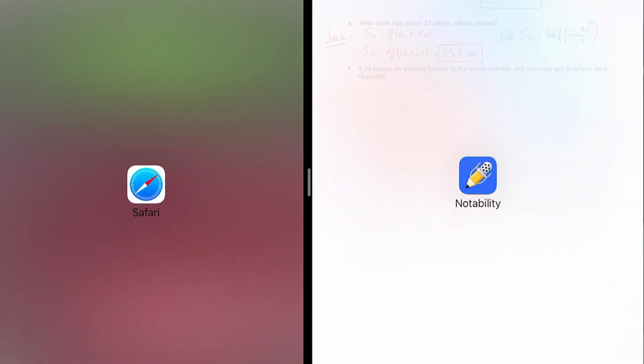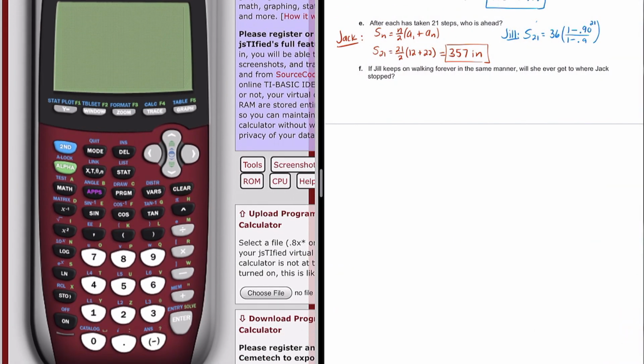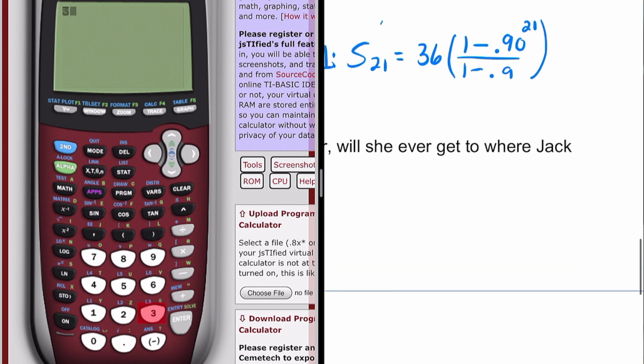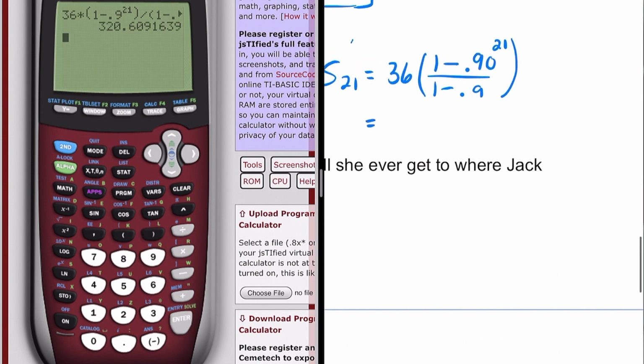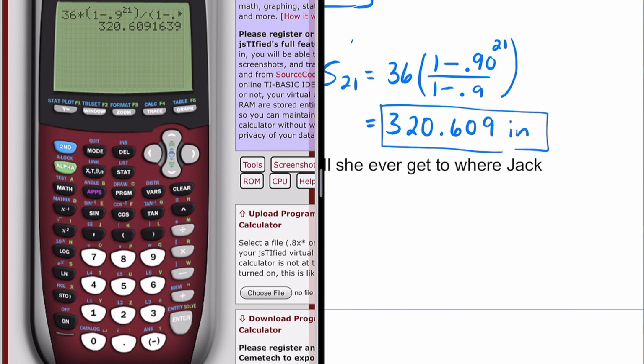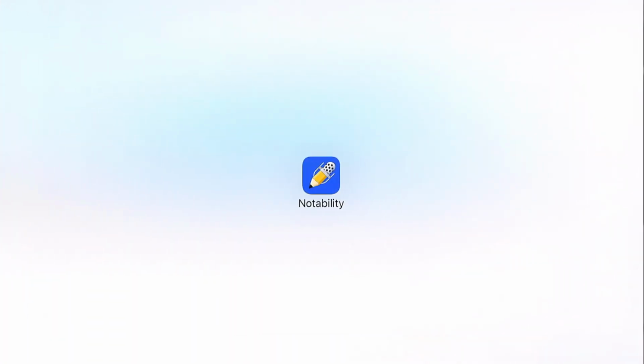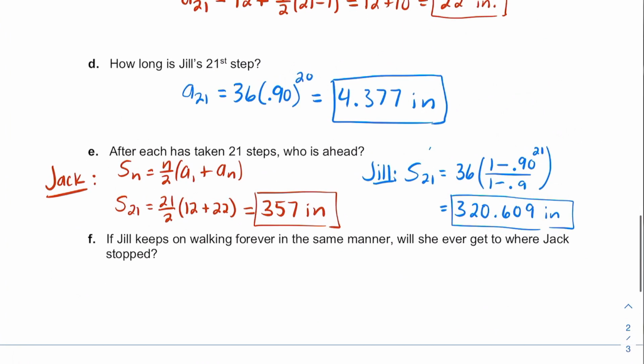So now that makes this 36 times 1 minus 0.9 raised to the 21st power divided by 1 minus 0.9, which makes it close but not quite 320.609 inches in total. All right, so let's step back and compare these. So who went farther? Jack definitely is the winner, and he went further with this method here.